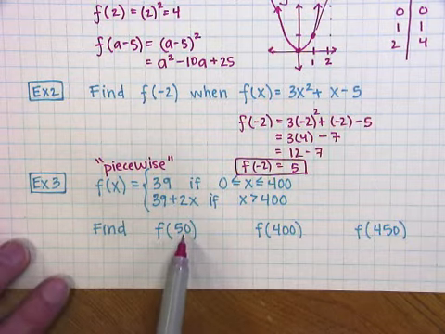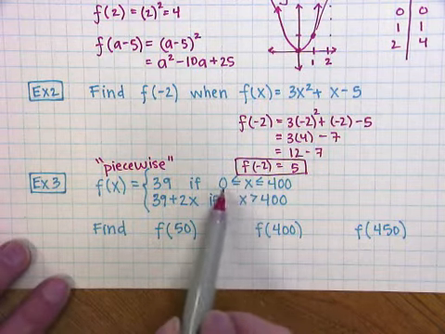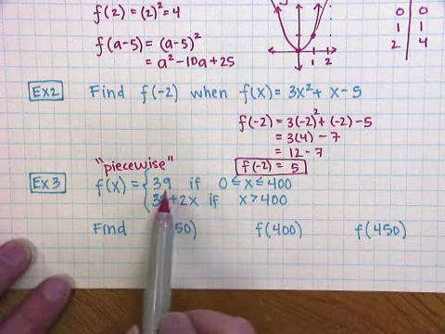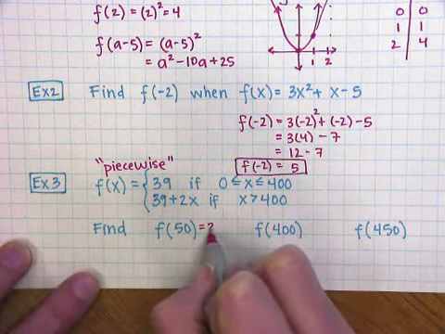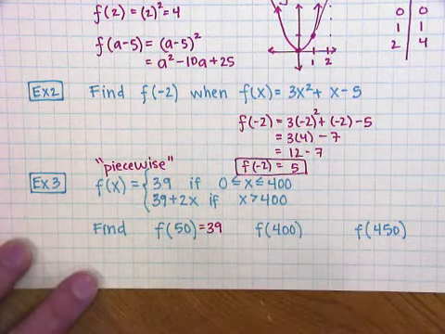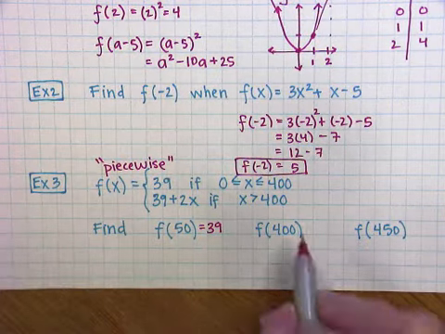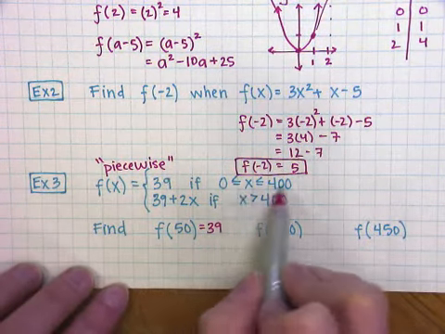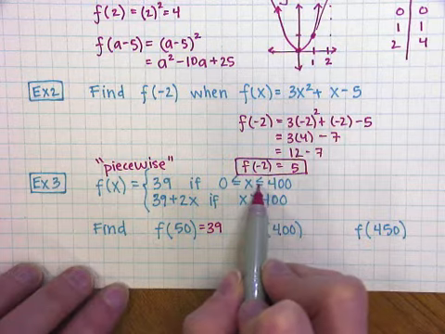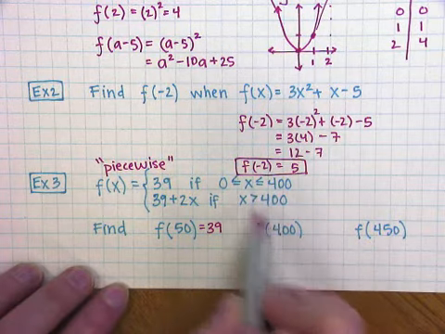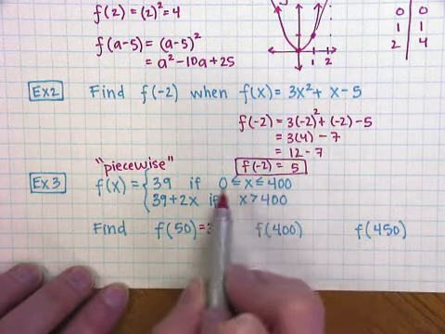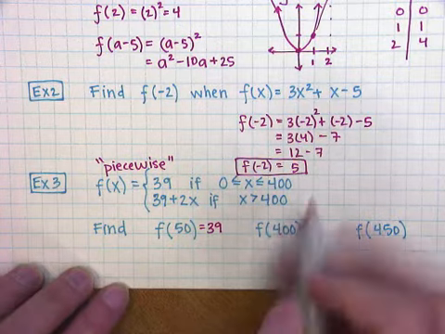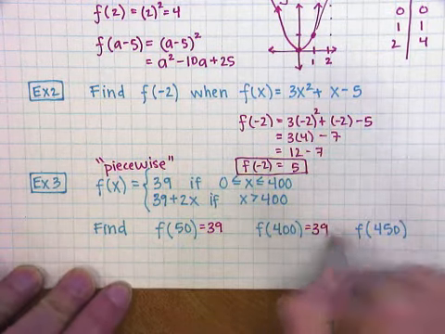So when I say f of 50, I have to figure out where 50 is. Well, it's between 0 and 400, so it's going to be 39. So f of 50 is 39. And on this one, I didn't have to do anything. F of 400, well, when I look here, since this is less than or equal to 400, the 400 is going to go with this one and not with this one because it's between 0 and 400. It's right on the endpoint. So this would also be 39.